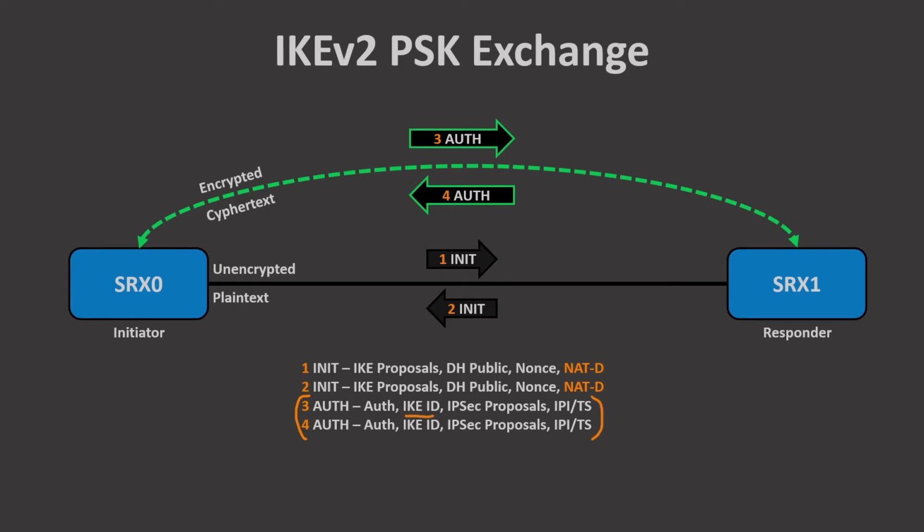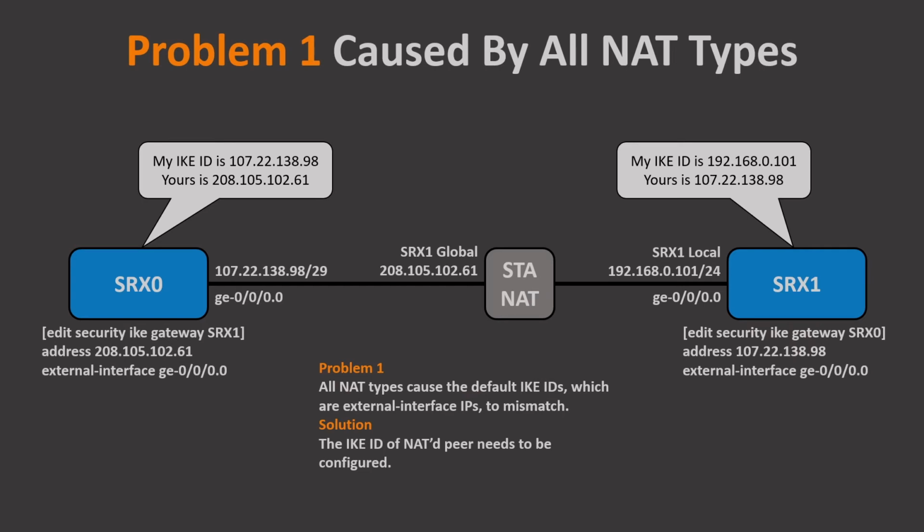If you see here, one of the things that is exchanged between the two peers is their IKE ID. Now what's interesting is both peers already have an opinion on what their IKE ID is and what their peers should be. And when this IKE ID is exchanged between the two, this is a validation step. This isn't a learning step. And so if this IKE ID doesn't match, then the IKE authentication will fail. So this leads us into our first problem. And this problem is caused by all NAT types. And so this problem has to be overcome no matter which NAT you're dealing with.